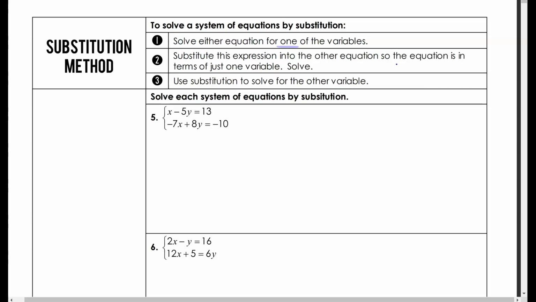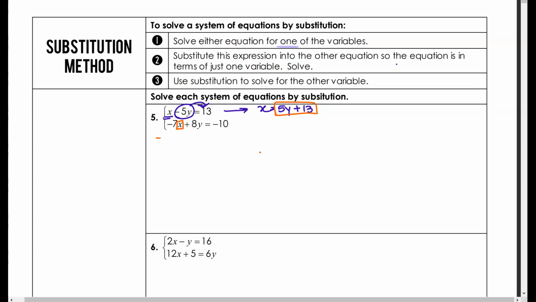So in this particular problem, let's take a look at the first one. We're going to pick one of these to solve for one variable. I'm going to pick the first one only because the x is by itself. So I'm really just going to move this 5y over to the side. In doing so, I end up with x equals 5y plus 13. So now what we're going to do is plug in 5y plus 13 for x here, and we're going to solve for y.